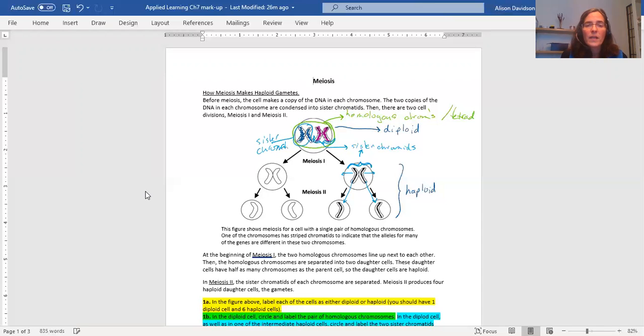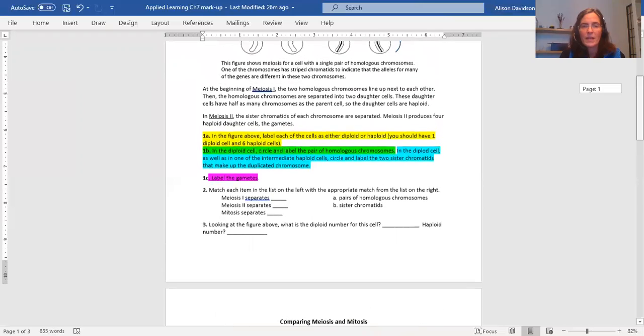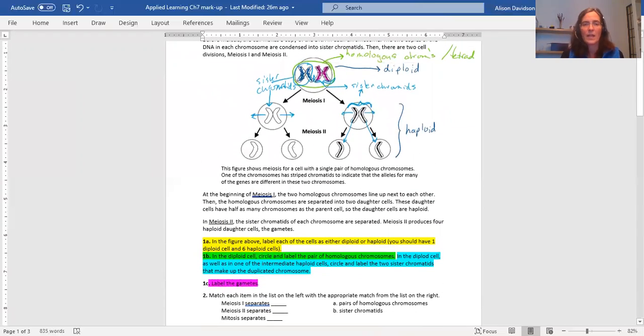Actually, let me fill this right in. Sister chromatids are basically one chromosome, but you're seeing two halves of it there. These are what then get passed down into the daughter cells. They will get pulled apart from each other in meiosis 2 to end up in separate daughter cells. Let's see what else it asks us to do next. Let me scroll down here. Oops, too far. Yes, it also wants us to label the gametes.